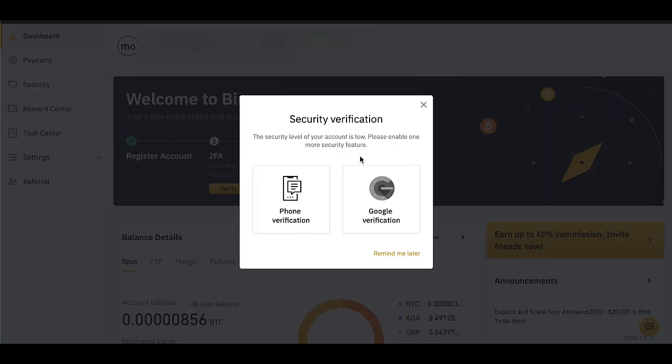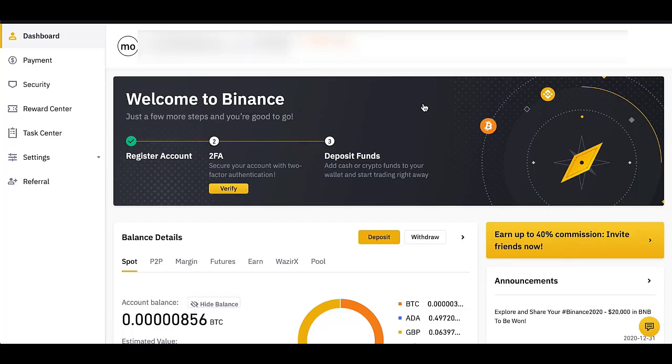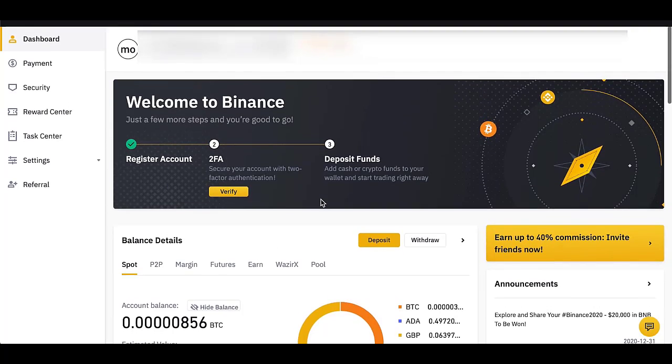Whenever you come into your dashboard, it's going to prompt you to set up this security verification. There are two types really. One is phone verification, so they're going to send you messages to your phone. The other is Google verification, which is Google Authenticator. This is a separate app that you can download. You can go to the App Store for iPhones, or you can go to the Android App Store as well. Download that app. This should put an extra layer of security into your account. I recommend you do either one of these. I'm just going to click off this for now though, just so we can see my dashboard.